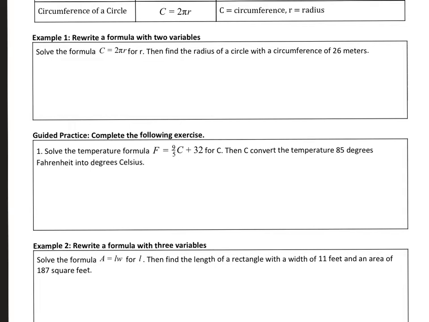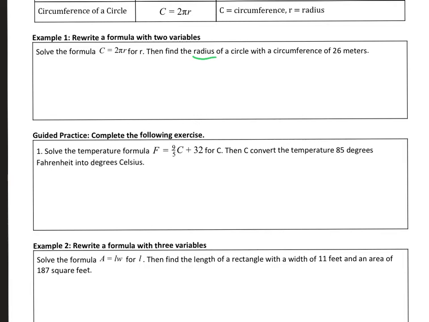The first formula we look at in example 1 is the formula for circumference. It's a pretty straightforward formula. It's C equals 2 pi r. I know we read it as 2 pi r, but you've got to think of it as 2 times pi times r. What we're trying to do here is find the radius of a circle with a certain circumference. So I want to take the formula and rearrange it so that I have the radius on one side, solved for the radius.